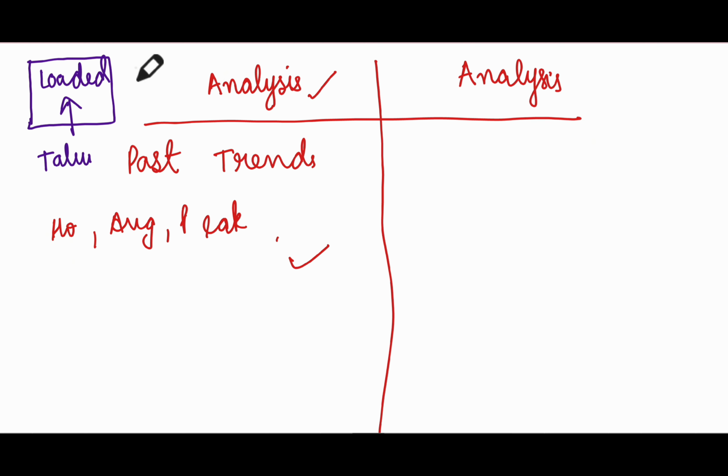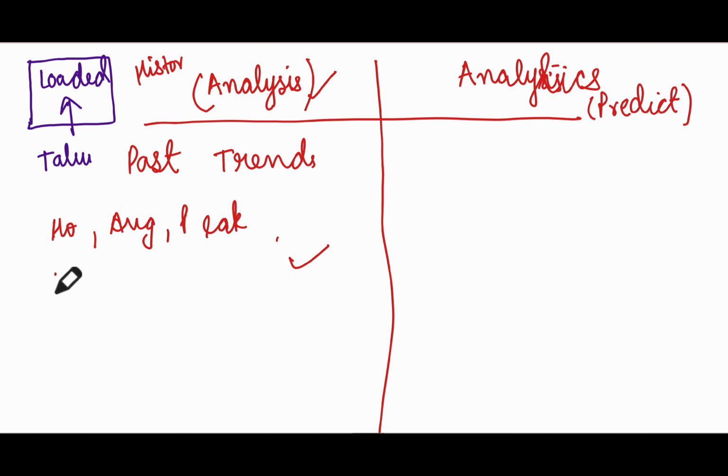So analysis means historical. And then there comes analytics. Analytics means using the data to predict the future. Predicting the future is called analytics, and analyzing historical data is called analysis. So this is the difference between these two.